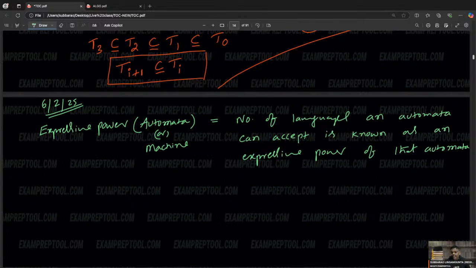Every machine will accept some language. You take the ATM machine, it has its own language. If you type in the specific format, then only it will understand. You take any machine, every machine has some capability, some format only it will recognize. So if you take a machine, how many languages it can accept, that is expressive power.